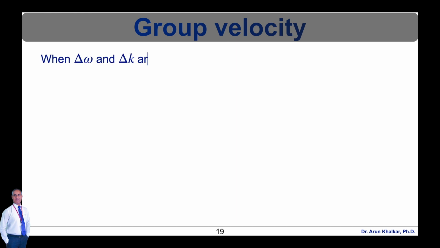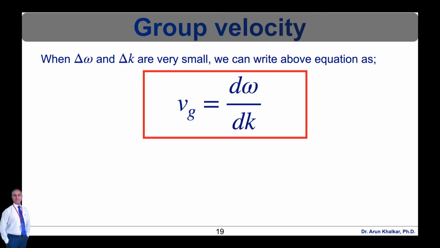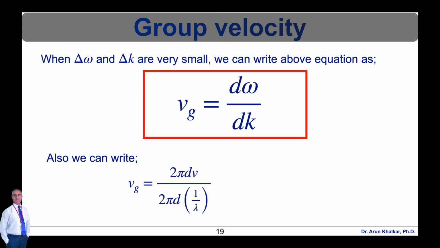Therefore, when delta omega and delta k are very small, we can write the above equation as Vg is equal to d omega by dk. So this is the final equation for the group velocity. This equation we can also write as Vg is equal to 2 pi d nu divided by 2 pi d of 1 upon lambda, or Vg is equal to minus lambda square d nu by d lambda. So this is all about the equation of group velocity.